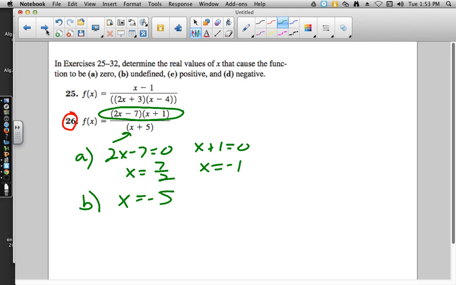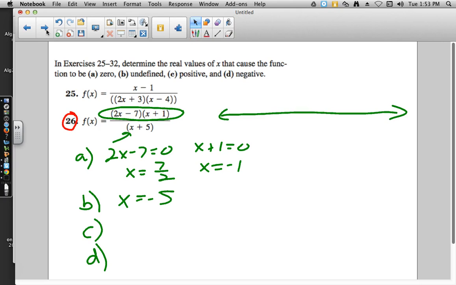And then we start talking about the sign changes for C and D. So go ahead and make our sign chart, and we need to put on there our zeros and our vertical asymptotes. So -5, -1, 7/2, and again, keep in mind, the -5 is not a 0, it's an asymptote, but I'm going to put that piece on there to kind of remind myself that there's something special going on at that point.